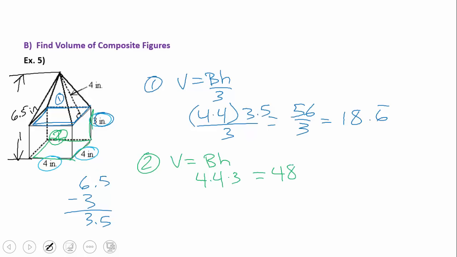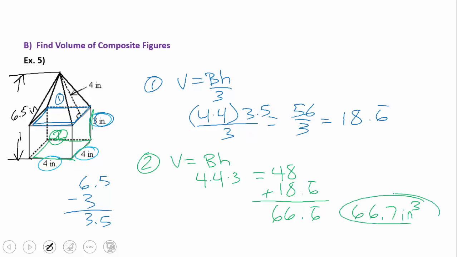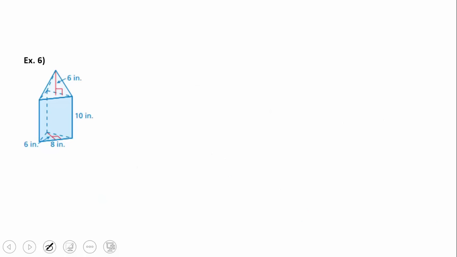So we have 18.6 repeating plus 48, and what do we get? We get 66.6 repeating, or you can just round it off and say 66.7. 66.7, and of course that would be inches, and it's cubed because we're talking volume. Let's do one more. Here we have something similar.